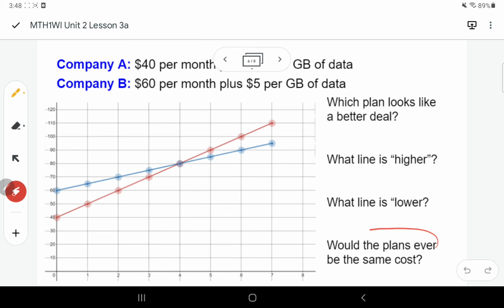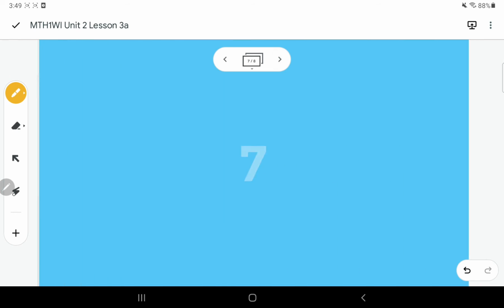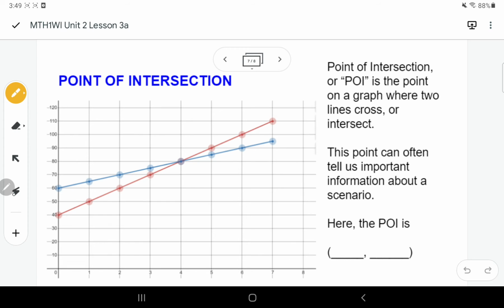And this is important. Would the plans ever be the same cost? And that's the point that we're looking for. So this point here, that's POI. And what that stands for is point of intersection. So I've got that labeled on the next slide. Point of intersection is the point where two lines cross or intersect.